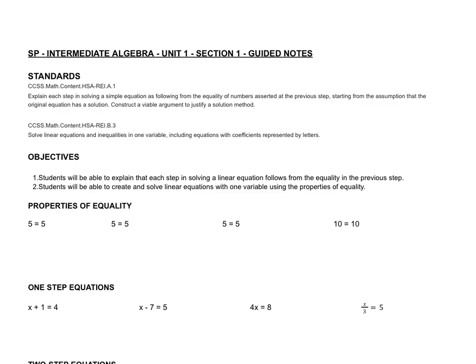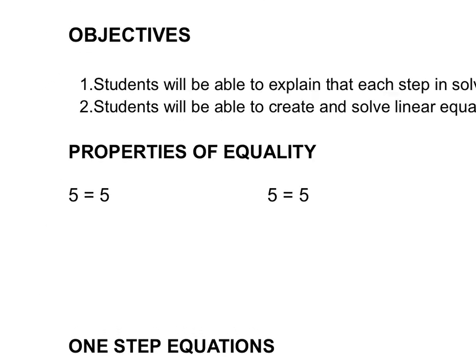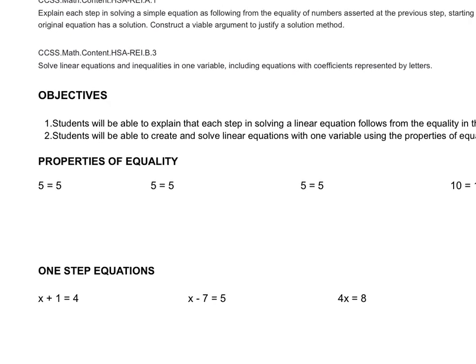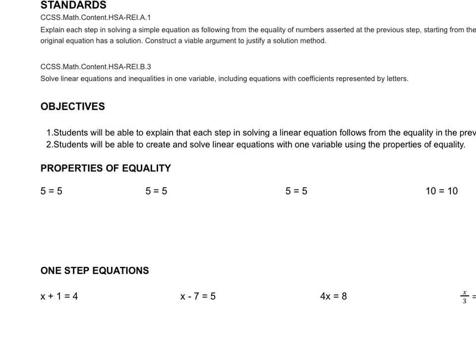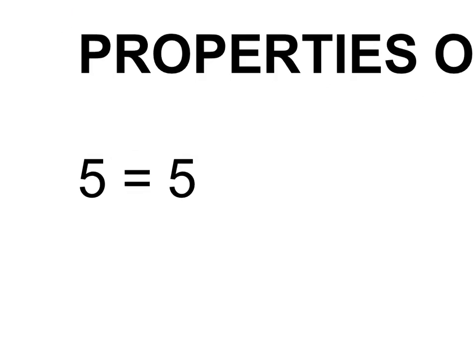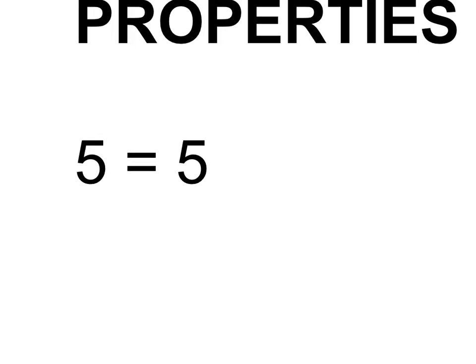So what I first want to talk about are the properties of equality. I've got all these true statements here. I've got 4 true statements. I've got 5 equals 5 three times, and then 10 equals 10. What I want to do is take a look at this, and we all can agree that 5 is equal to 5, all right? Now, if I add 1 to the left side of this equation, what do I have to do to the right side to keep it balanced?